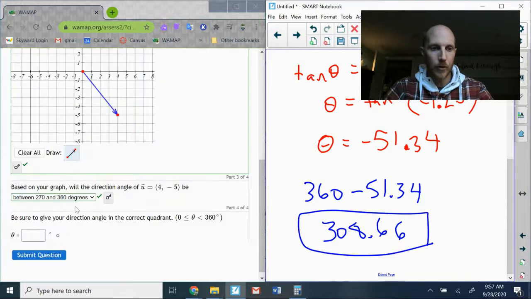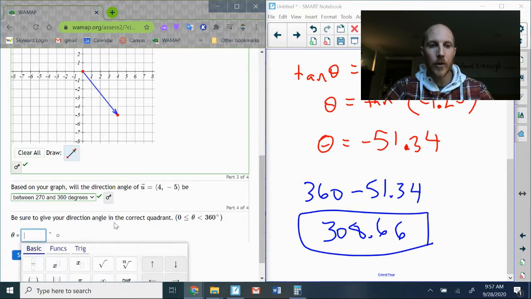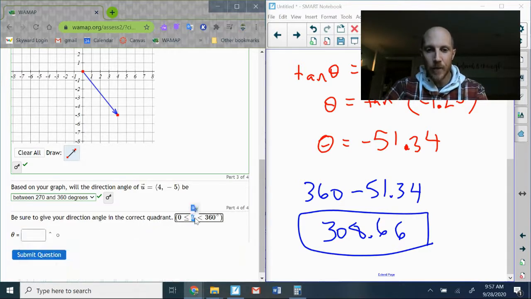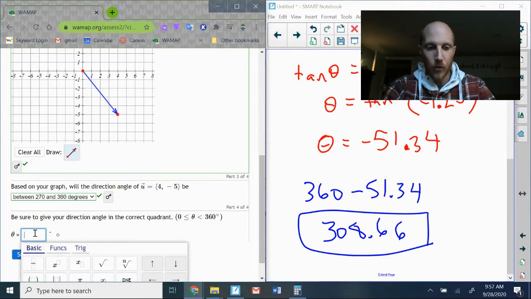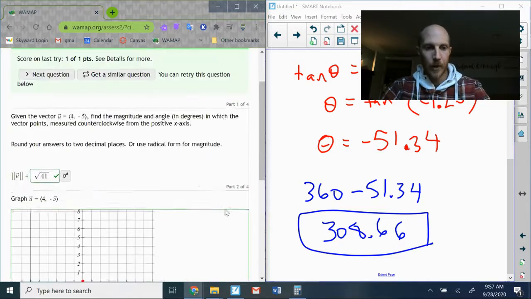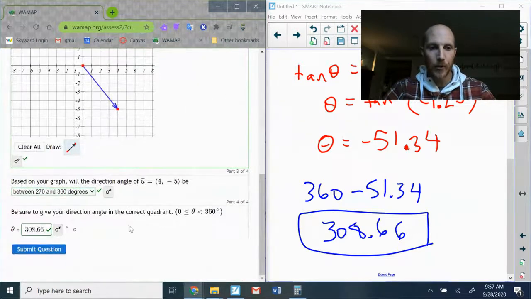All right, calculator goes away, answer goes in here. And it does say in the directions, be sure to give your direction angle in the correct quadrant. Okay, we talked about that already. And the angle here needs to be between 0 and 360 degrees. So even though my calculator told me the negative 51.34 degrees, I can't use that. WAMAP's going to want a positive answer. So I did actually need to subtract from 360. 308.66. Enter. Hooray! All my parts are correct.